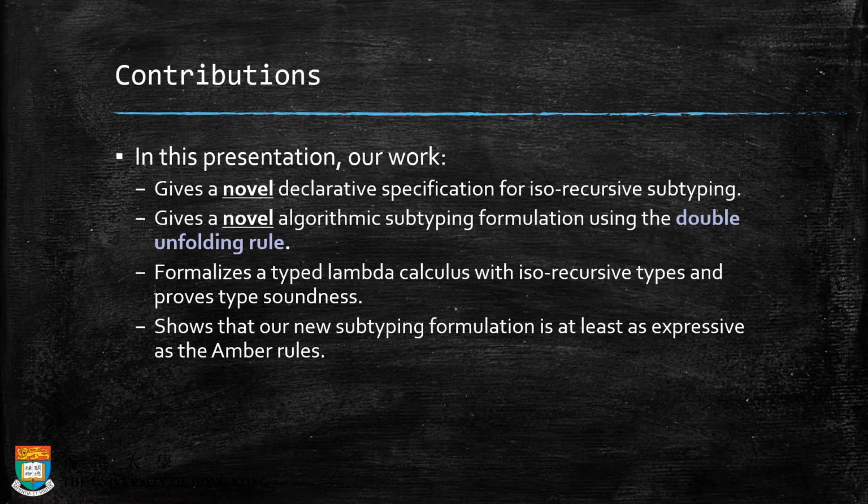In this presentation, our work gives a novel declarative specification for iso-recursive subtyping, gives a novel algorithmic subtyping formulation using the double unfolding rule, formalizes a typed lambda calculus with iso-recursive types and proves type soundness, and shows that our new subtyping formulation is at least as expressive as the Amber rules.